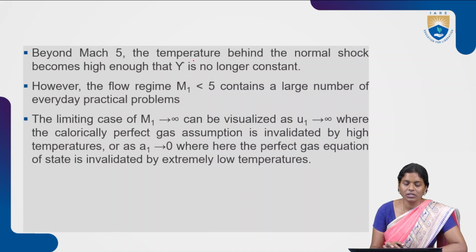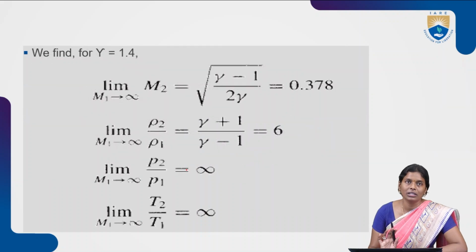Beyond Mach 5, the temperature behind the normal shock wave becomes high enough that the assumption of constant gamma does not hold. However, the flow regime M1 less than 5 contains a large number of everyday practical problems. We will be seeing M1 less than 5. The limiting case M1 tending to infinity can be visualized as u1 equal to infinity, where the calorically perfect gas assumption is invalidated by the high temperature, and as a1 equal to 0, where the perfect gas equation of state is invalidated by the extremely low temperature condition.